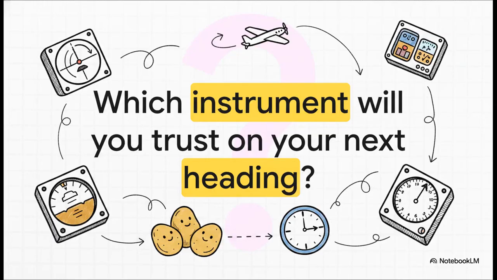So, which instrument will you trust on your next heading? We've covered the gold standard gyros all the way down to counting literal potatoes. You now have the practical cockpit guide to hitting your headings safely. But mastering these turns is really just step one. The next time you're up in the air, I want you to ask yourself, what other unseen physical forces are acting on your aircraft right now? And how exactly is your panel trying to warn you about them? Keep studying and trust those instruments.